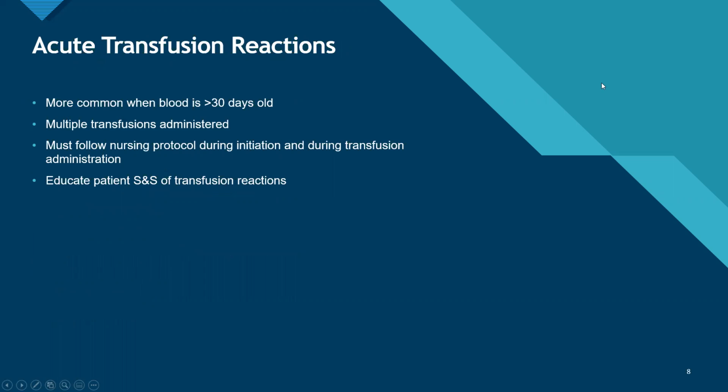So it's more common with acute transfusion reactions, if blood is older than 30 days old, they're likely to have a transfusion reaction. It could be related. Bacterial is a different type of transfusion reaction. So with multiple transfusions that have been administered, why do you think? Well, due to the fact that they're going to have antibodies built up to different blood, even though it's cross and type matched, it's coming from a different person.